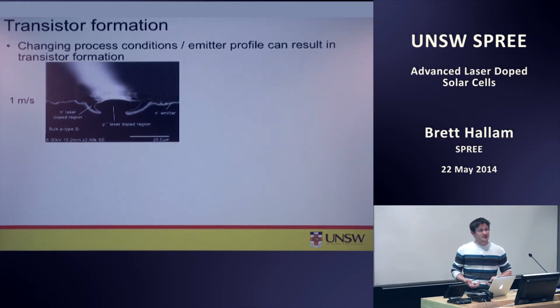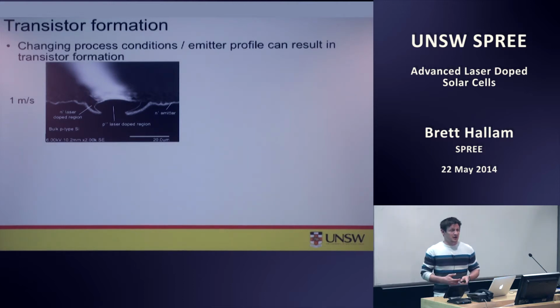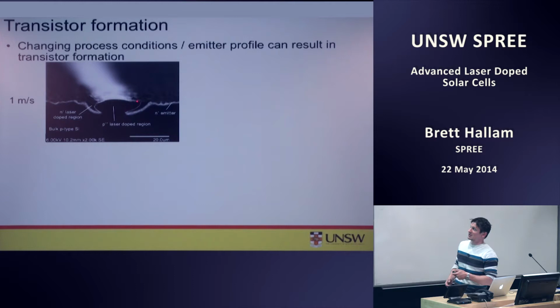You can actually form transistors depending on the processing speeds used, and also the diffusion profiles of the emitter initially in the wafer, or potentially from the dopant source applied. So if we start to increase the speed, we can see that we're still converting a lot of the laser doped region to p-type silicon, but we have these n-type regions protruding into the bulk silicon region. And so we have a localized NPN structure around these peripheral regions.